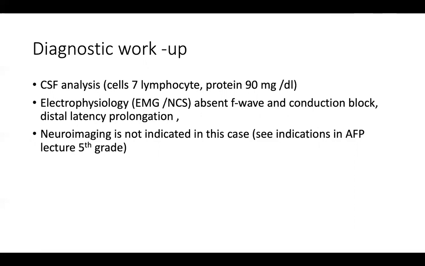The diagnostic workup: acute flaccid paralysis, bilateral, symmetrical, highly suggestive of Guillain-Barré syndrome. We have to do CSF analysis to see the albuminocytological dissociation, and this child had 7 lymphocytes and protein was 90 milligram per deciliter. So the cell count is nearly normal, and the protein is elevated. So this is a dissociation, highly suggestive of Guillain-Barré syndrome. The electrophysiological study showed absent F wave, conduction block, and distal latency prolongation, again suggestive of Guillain-Barré syndrome.